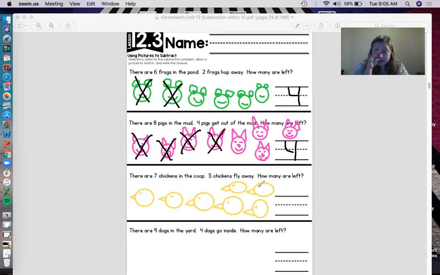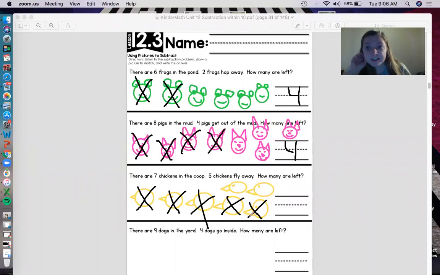All right, so you should have 7 chickens in your problem. Let's count to make sure. 1, 2, 3, 4, 5, 6, 7. So I have 7 chickens. Now, with our pencil, they want us to figure out how many fly away. So we have 5 chickens fly away. So how many chickens am I going to cross off? I'm going to cross out 5. 1, 2, 3, 4, 5. So how many chickens are left? Let's see. 1, 2. 2 chickens are left. So we've learned that 7 take away 5 is 2.